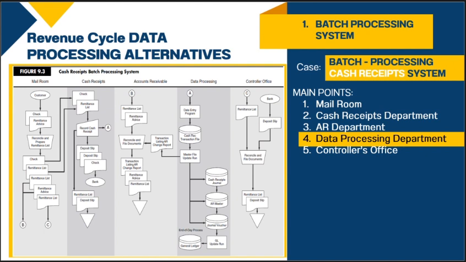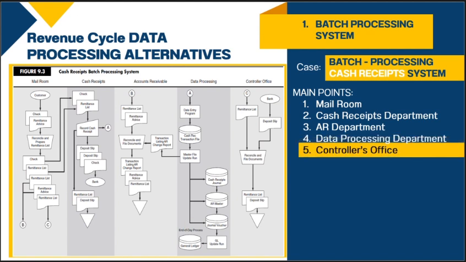The second run in the system is the GL update run, which is an end-of-day process. Now for the last main point, we have the controller's office.